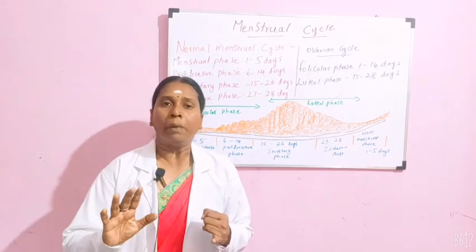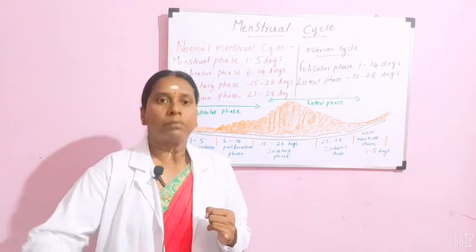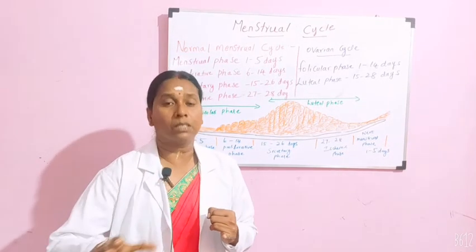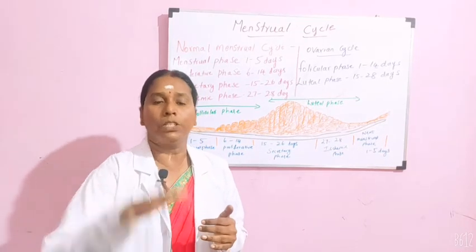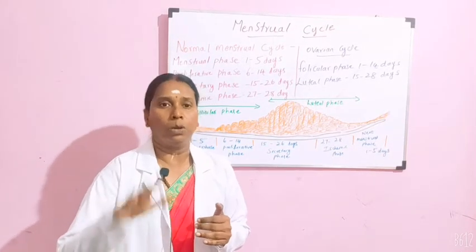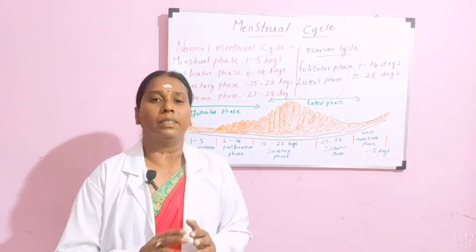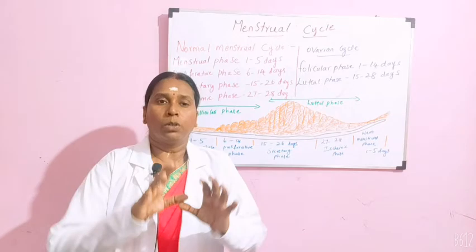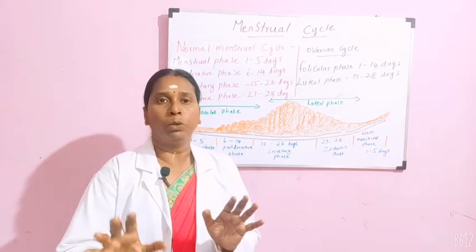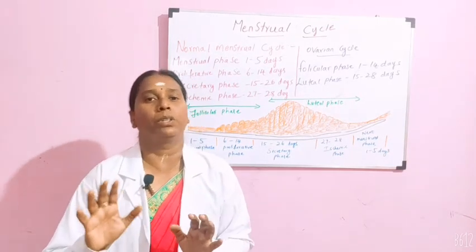Here the endometrium is shed in the first 5 days, where the estrogen level is suppressed, or very low. So the cervical mucus is scanty, viscous and opaque. This is the normal cervical mucus during the menstrual phase.